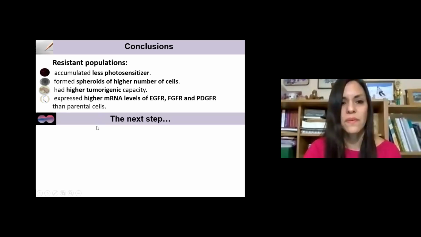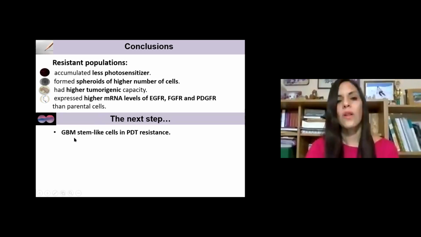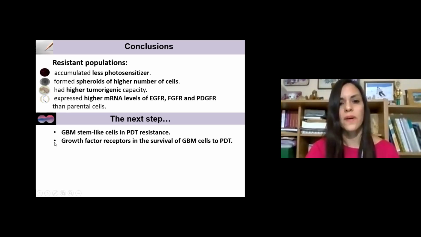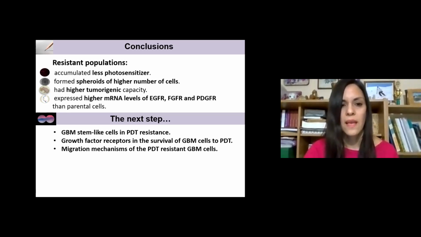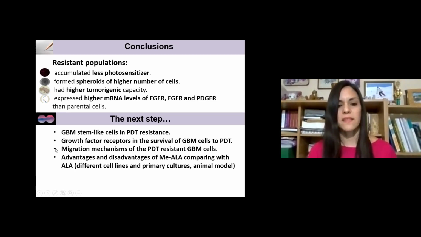So the next step of our work is to study the role of glioblastoma stem-like cells in photodynamic therapy resistance, the role of the growth factor receptors in the survival of glioblastoma cells to PDT, the migration mechanisms of the PDT-resistant glioblastoma cells, and the possible advantages and disadvantages of methyl ALA compared with ALA, employing different cell lines and primary cultures before moving on to an animal model.